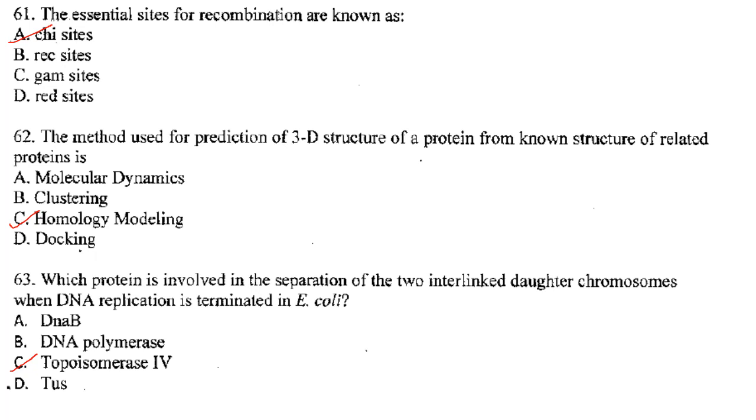The essential sites for recombination are known as chi sites. Answer is option A. All these are just direct questions. That's why I am not explaining much. Then next one. The method used for prediction of 3D structure of a protein from known structure of related proteins is. It is called as homology modeling. Answer is option C. Then next one. Which protein is involved in the separation of two interlinked daughter chromosomes when DNA replication is terminated in E. coli? So it is topoisomerase 4.